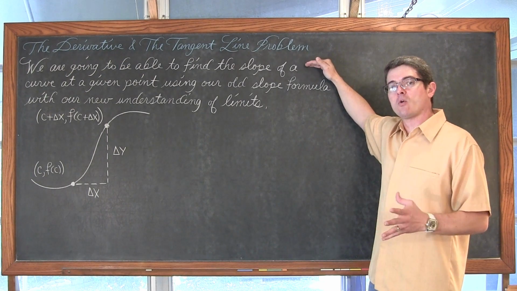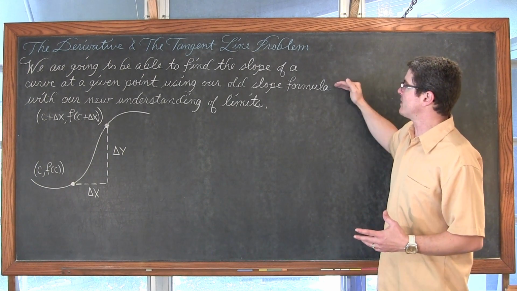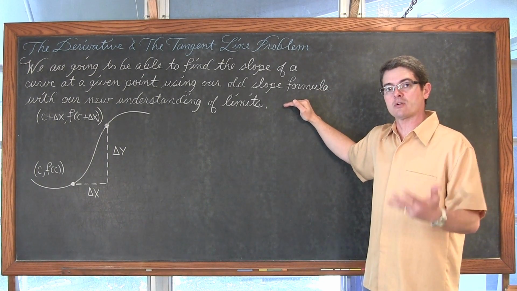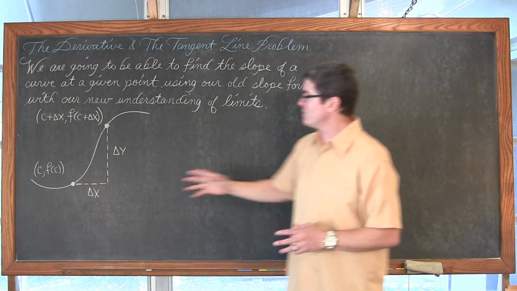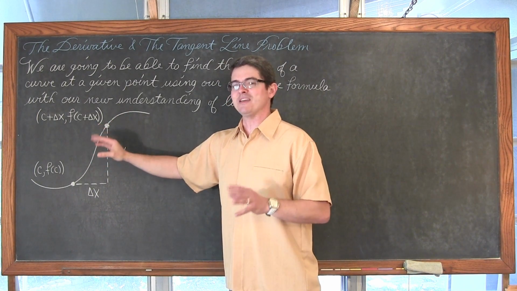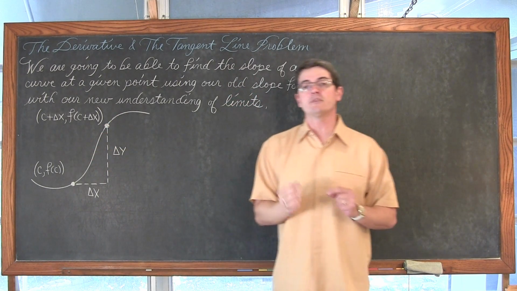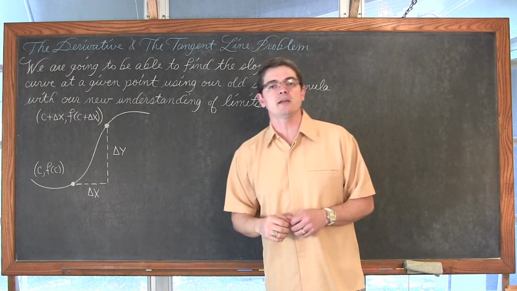But if you combine that old slope, rise over run, with our idea of limits that we just started going through in the first chapter, something really cool happens. It allows you to find the slope of a curve at any given point. It's called the slope of the tangent line.